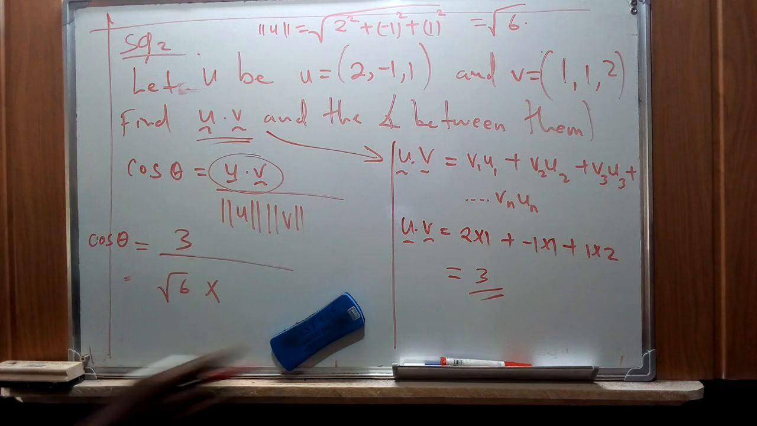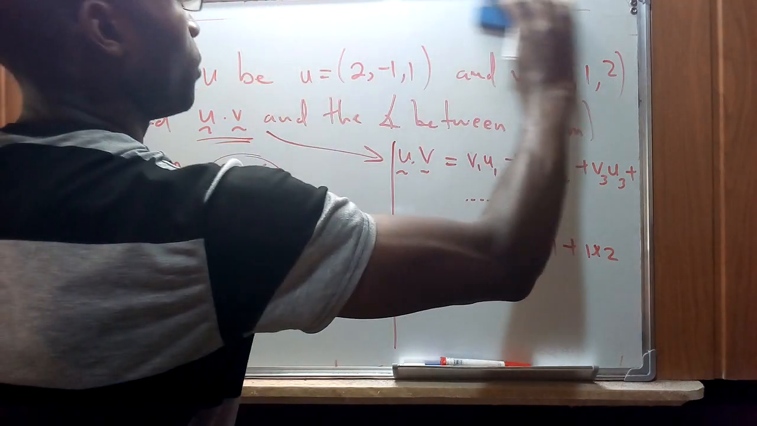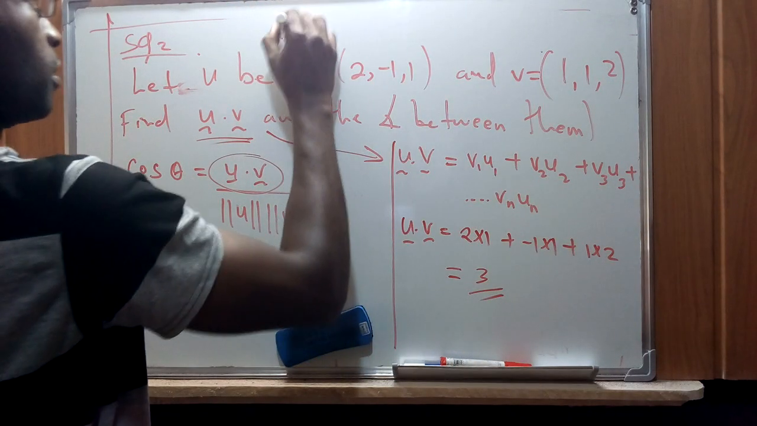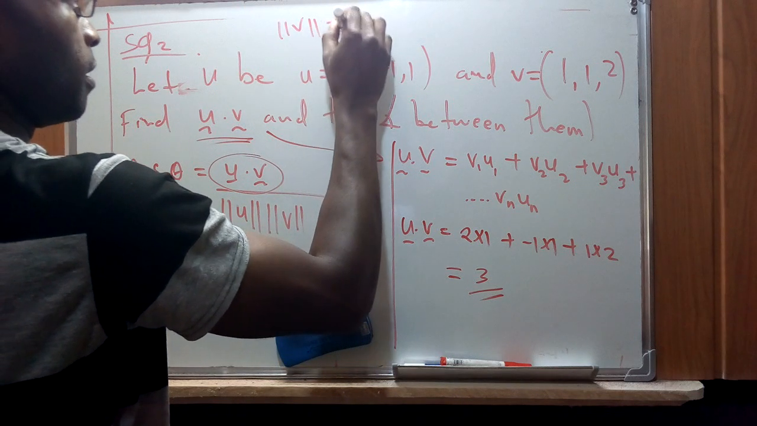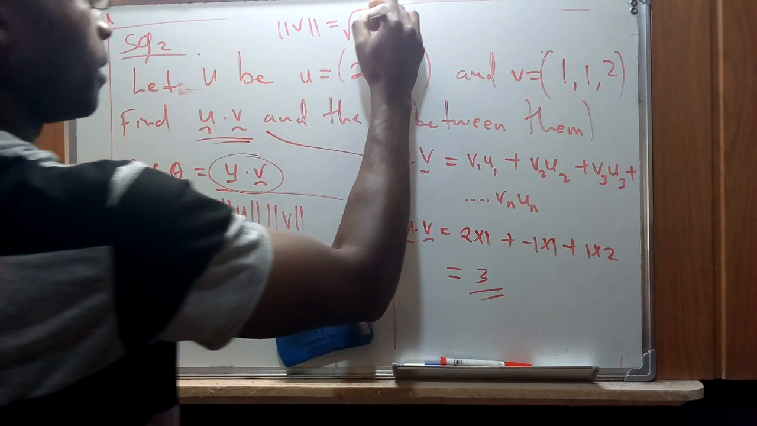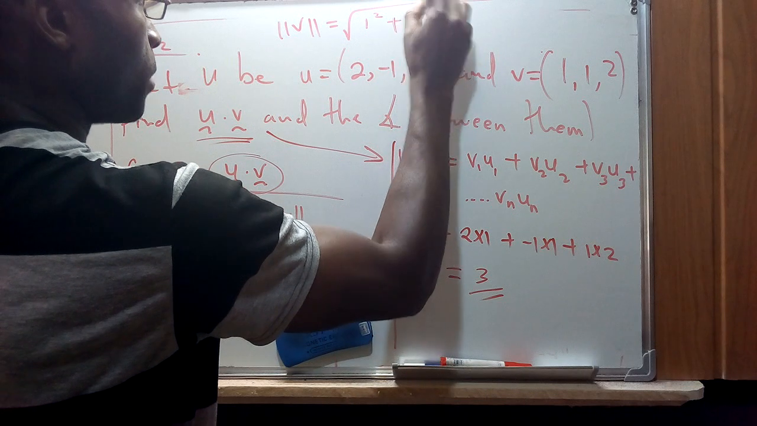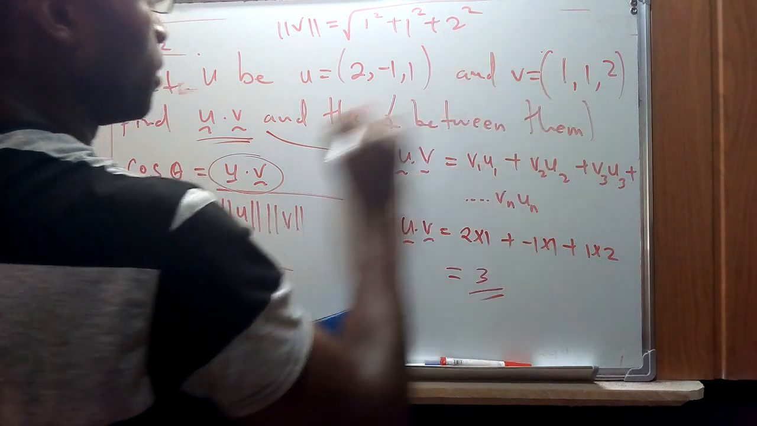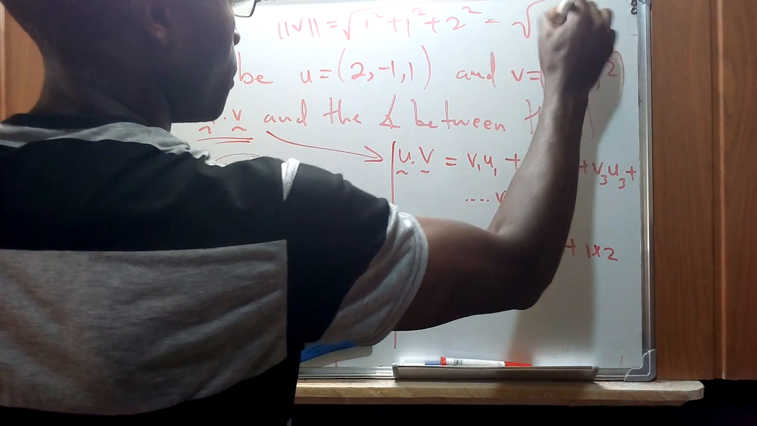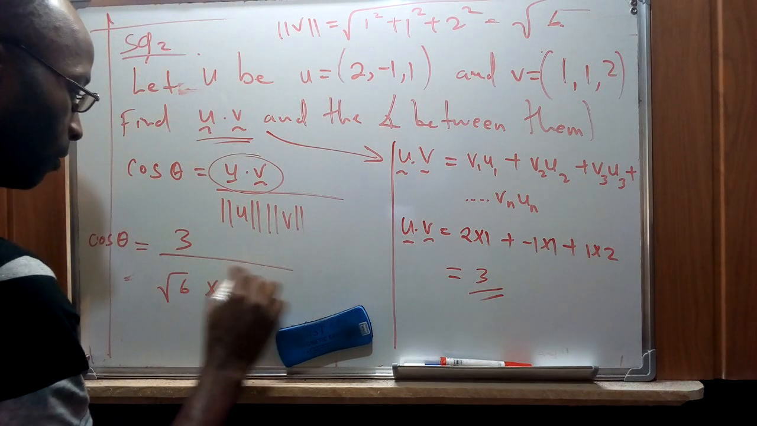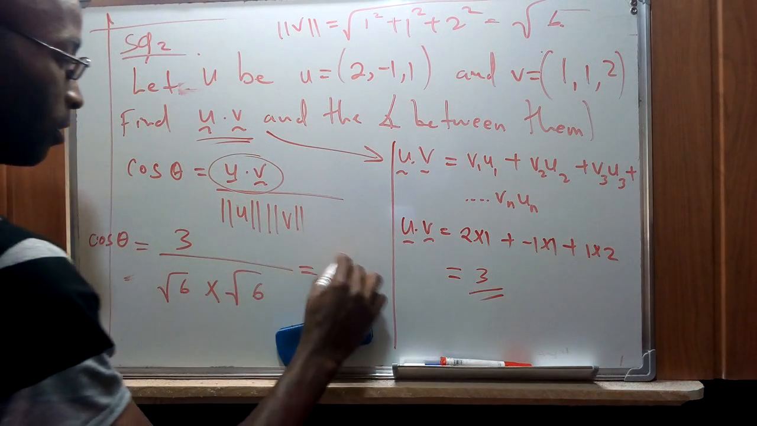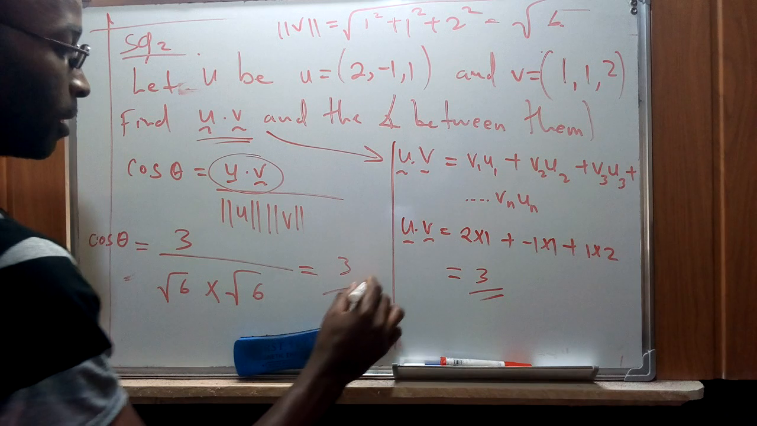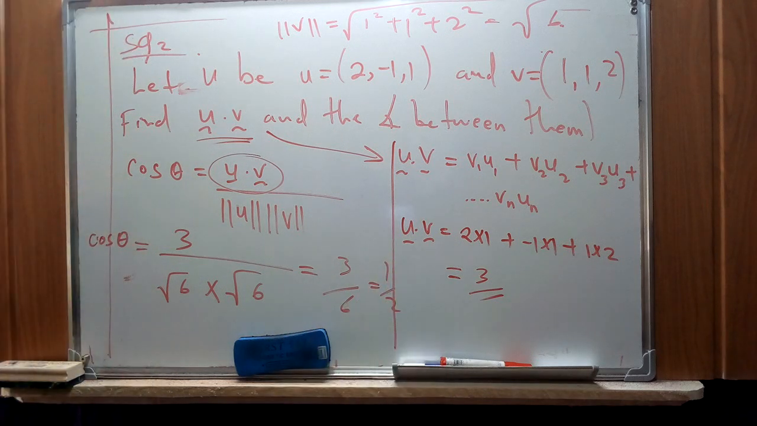So basically for u, it's going to be the root of 6, times the norm of v. Also in that order we're going to use 1 squared plus 1 squared plus 2 squared for v. So this is also going to give us the root of 6. So it's 3 over the root of 6 times the root of 6, which is 3 over 6, and the simplified form is a half.